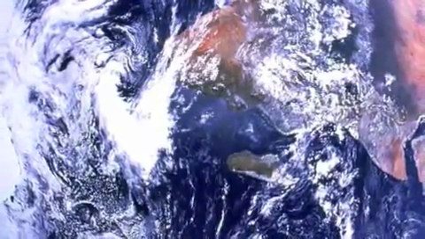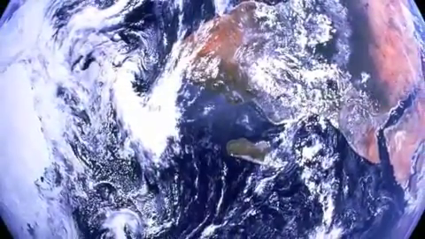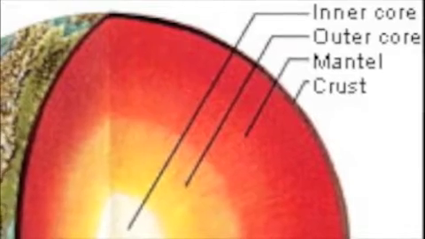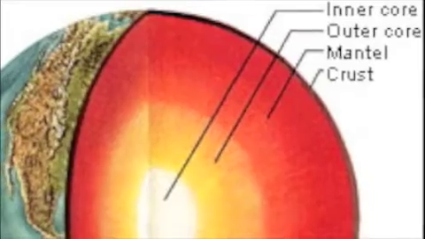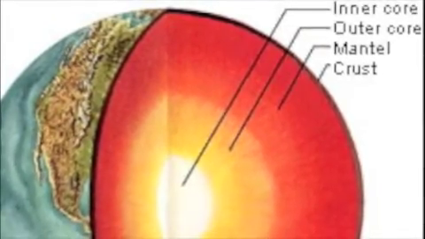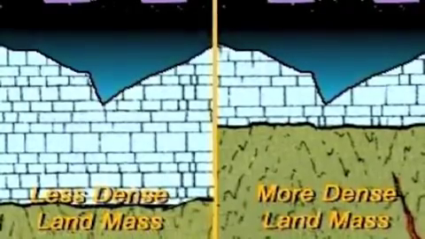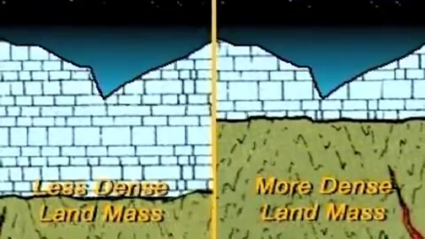Today we will be discussing the different layers of the Earth. This picture shows the inside layers that the Earth consists of. This picture shows the difference between continental crust and oceanic crust. Earth's crust is thicker under the continents and thinner under the ocean.